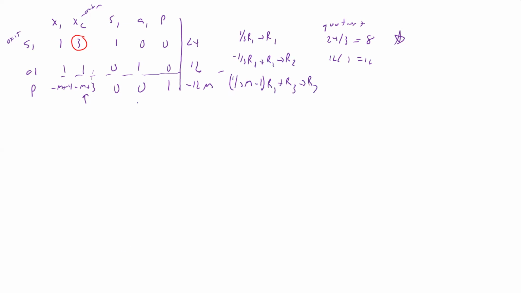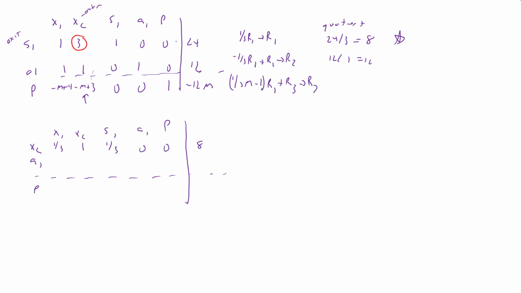Okay. All right. So now what do we have? So now it's going to be what? X2, A1, P. This is X1, X2, S1, A1, P. And so we're going to take 1/3 of that row. So it's going to be a 1/3. That's going to be a 1. It's going to be a 1/3, a 0, a 0, and an 8.